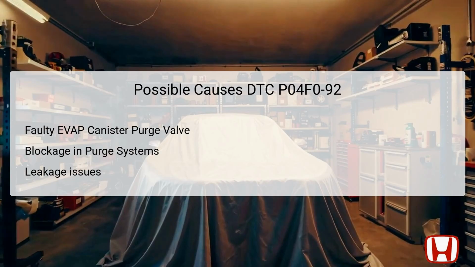These blockages can arise from debris, clogged hoses, or damaged components. Leakage in any part of the EVAP system can also trigger this code by allowing fuel vapors to escape instead of being directed back into the engine. Each of these factors disrupts the normal functioning of the EVAP system, leading to potential compliance issues and reduced engine performance.